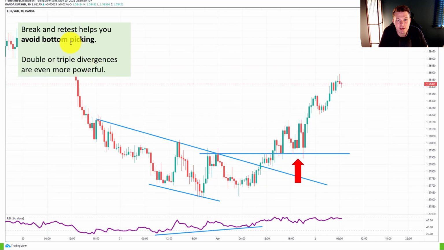As I said, break and retest helps you a lot to be more objective. It also helps you to stay away from bottom picking. So here we are on a 30-minute time frame. You can see we have a nice trend line. We also have a nice breakout level here, previous swing highs. So we want to wait for the market to make higher highs and higher lows before we get in.